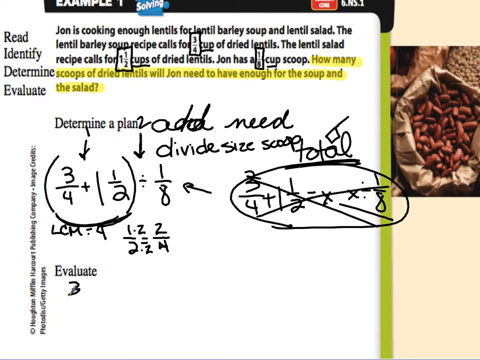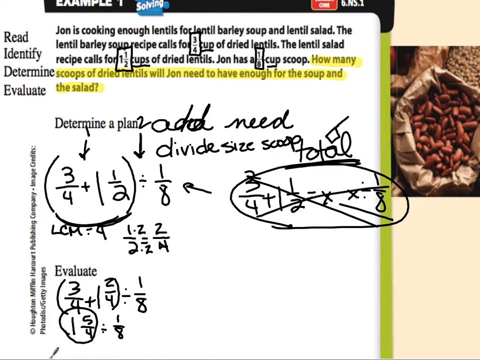Okay, so I have 3/4 plus 1 and 2/4, and I'm dividing all of that by 1/8. When I do that, I get 1 and 5/4, and that is going to be divided by 1/8. Now I know 5/4 is an improper fraction. However, I don't want to change that to a mixed number just yet because since it's dividing, I have to change this to an improper fraction anyways.